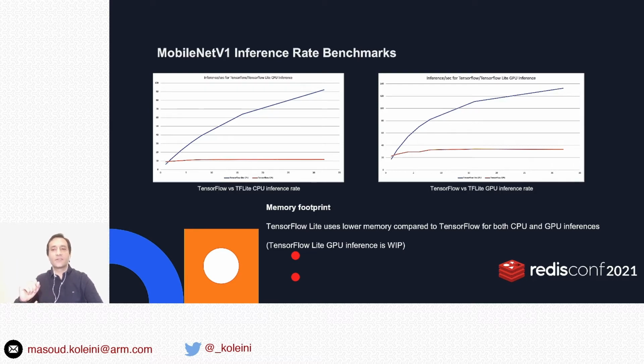We have similar results for memory usage. TensorFlow Lite uses a lot less memory compared to TensorFlow for the same model and for both CPU and GPU inferences. The benchmarks demonstrate that TensorFlow Lite would be a convenient choice for running on resource-constrained devices. At the time of this talk, TensorFlow Lite GPU inference is a work in progress. However, you're still able to use it with some restrictions. To do so, please go to the RedisAI repository and you can find a pull request for TensorFlow Lite GPU inference, and your contributions and bug fixes are welcome.